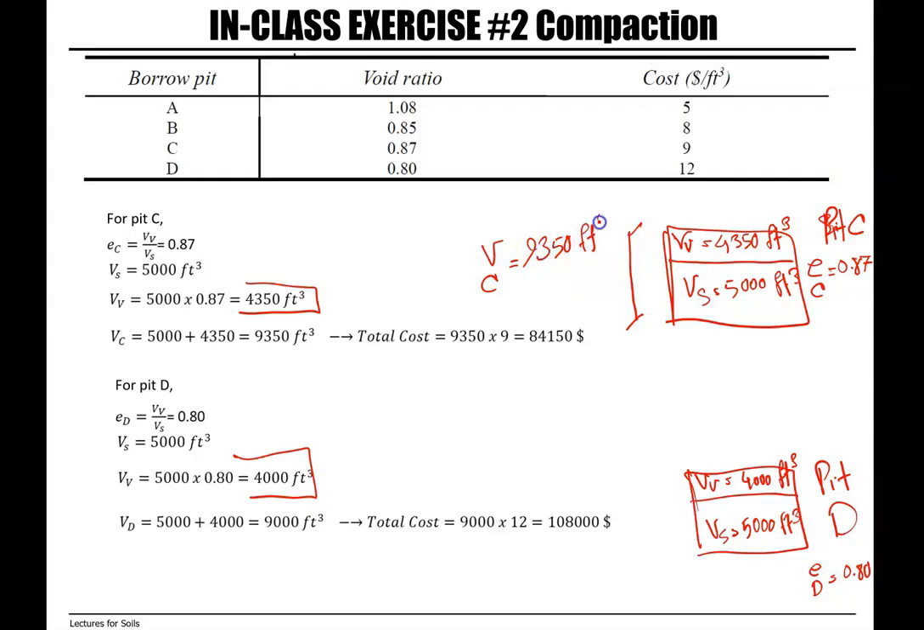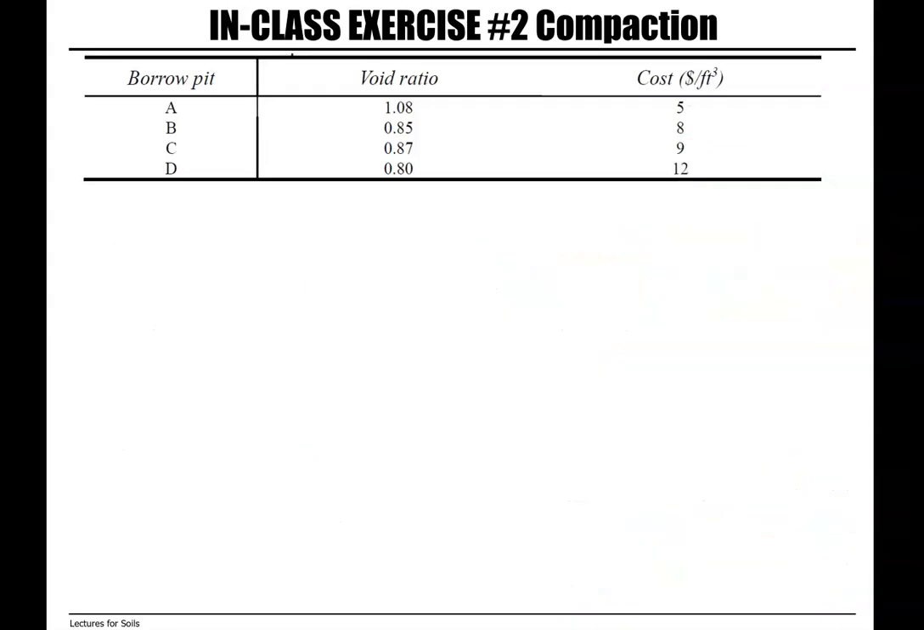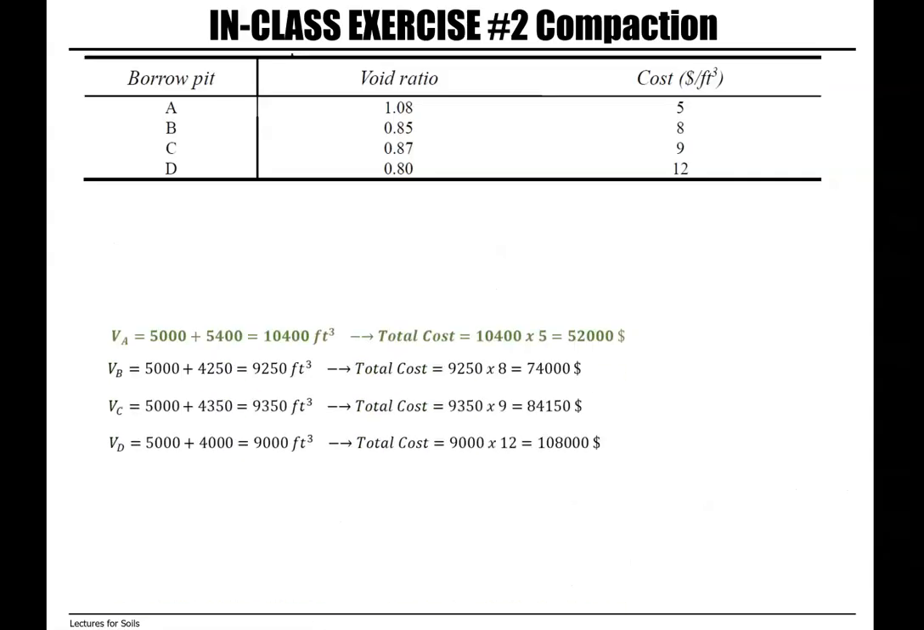So we have a total volume from pit C as 9,350 cubic feet. Cost is $9. And then here we have total volume of D is 9,000 cubic feet. Cost is $12. So we have, and then we can compare the results and see the most cost-effective option is to bring material from borrow pit A.